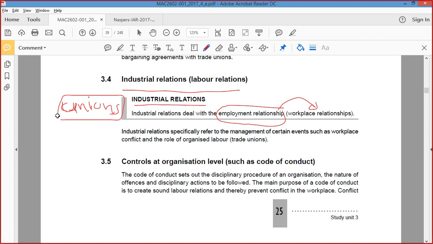Because they look after the employees' needs. But I also know that I think unions, if I'm not mistaken. Yeah, so they look after... a union would be like a representative.